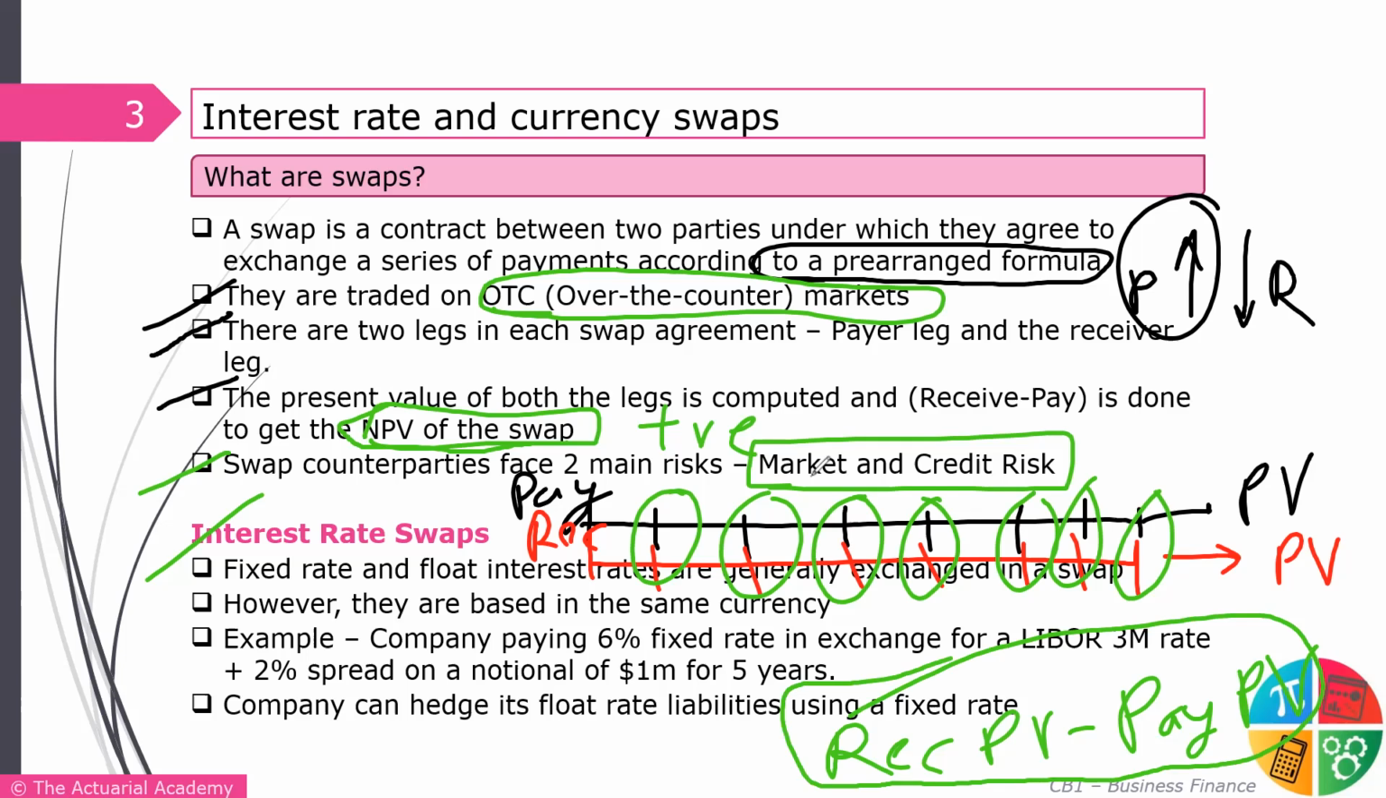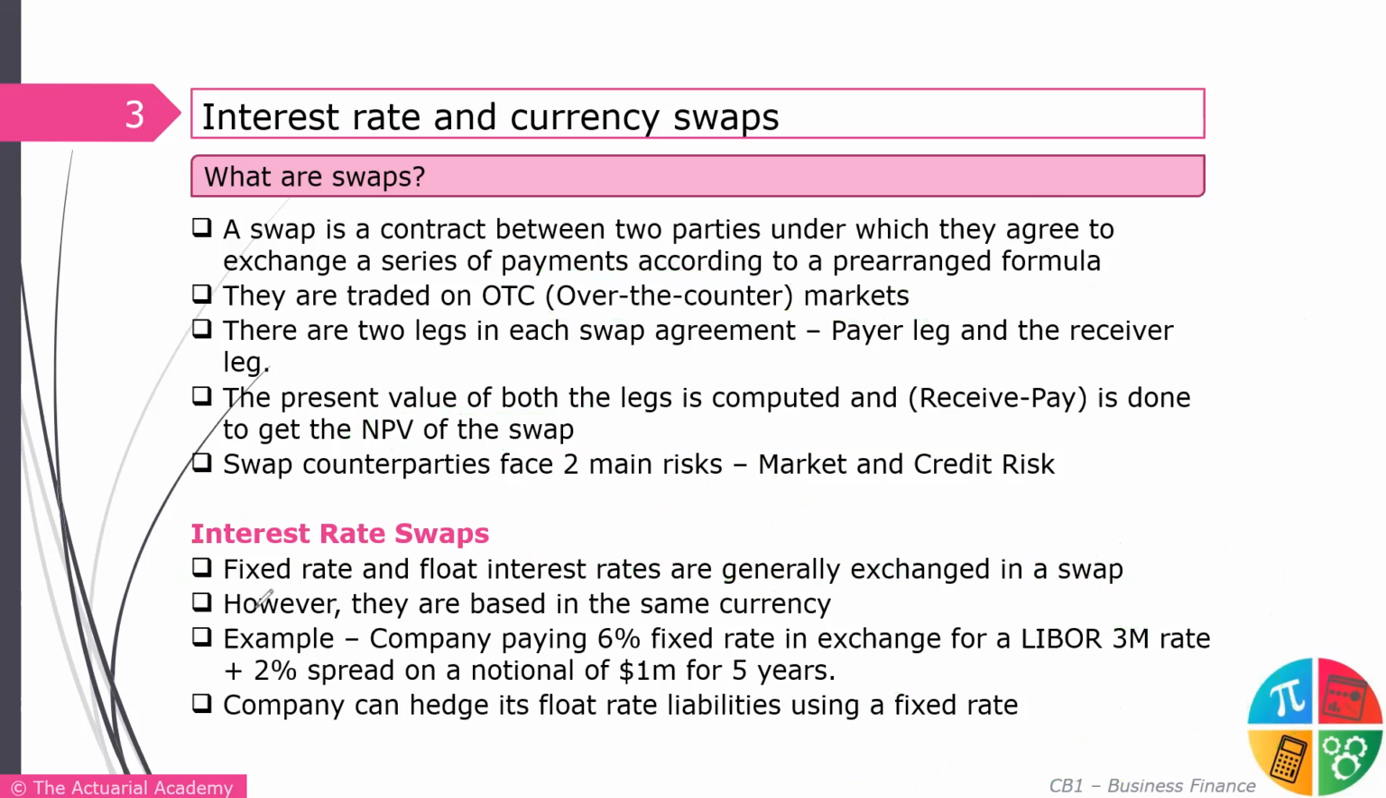So yeah, both market and credit risks are faced by swap counterparties. I'll move on to interest rate swaps. Fixed rate and float rate interest rates are generally exchanged. So now I'll tell you what happens.